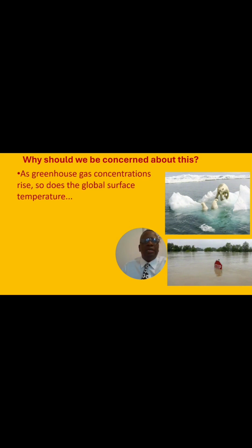Now, if you look at those pictures there, this is what causes flooding. You can see the polar ice caps melting, destroying those habitats. So, why should we be concerned about global warming? One, as the concentrations of the greenhouse gases rise, so does the global surface temperature. More severe storms, increased drought. When the temperatures are high, there's going to be drought.